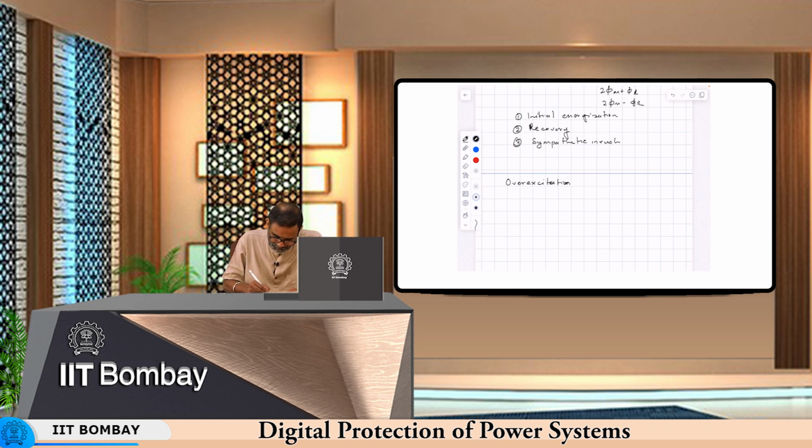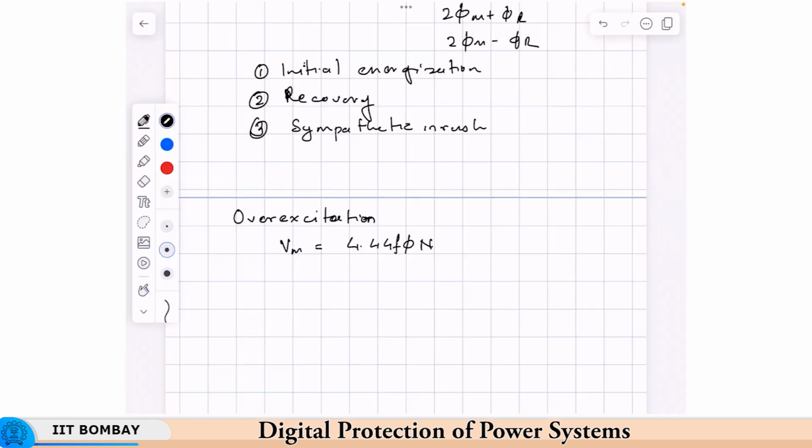You know the flux is related to the voltage by the famous transformer equation, Vm or Em is equal to 4.44 N or N1, and F. So F I would write here. Okay. So now what does this imply? That phi is proportional to V by F.